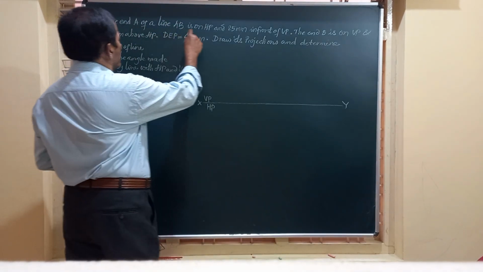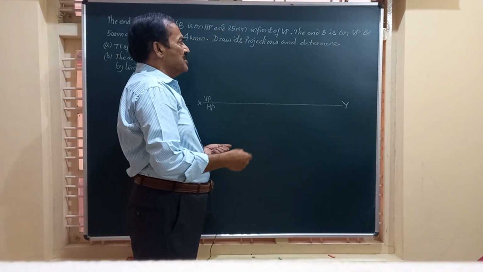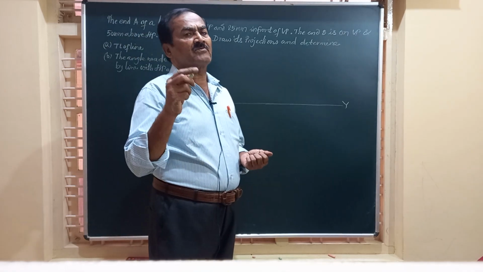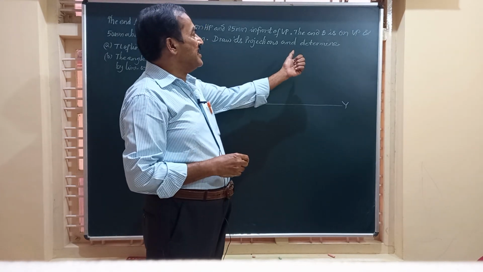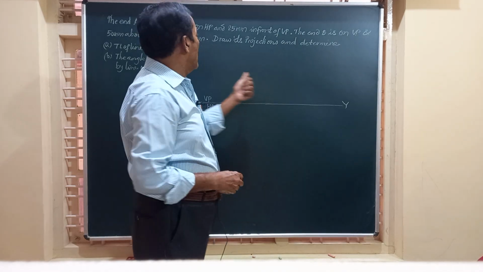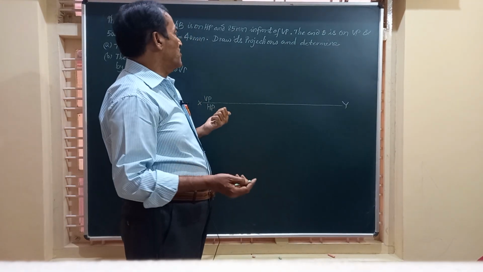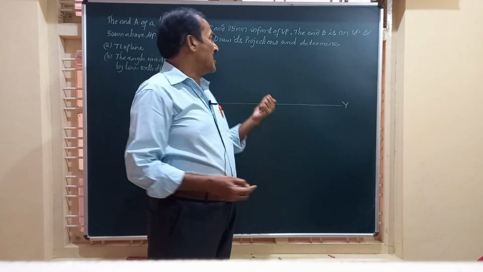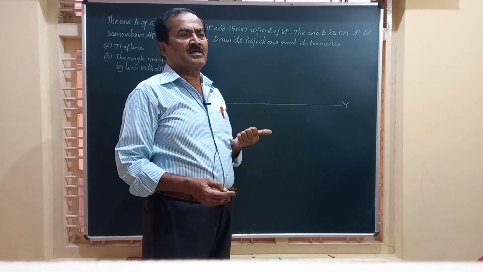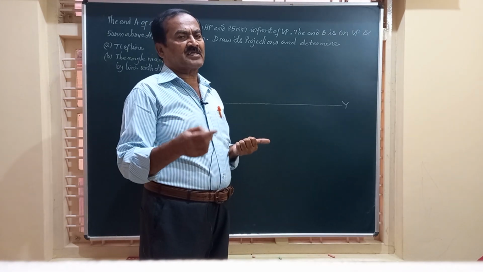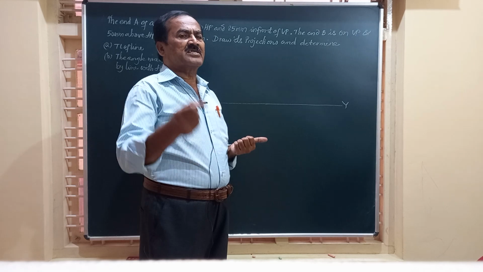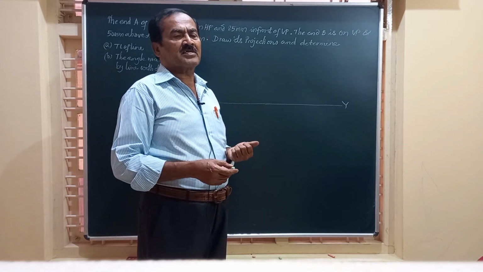The end A of a line is on HP and 25 mm in front of VP. The end B is on VP and 50 mm above HP. We have been asked to draw the projections of the line and determine parameters like true length of the line, its inclination with HP and VP, etc.